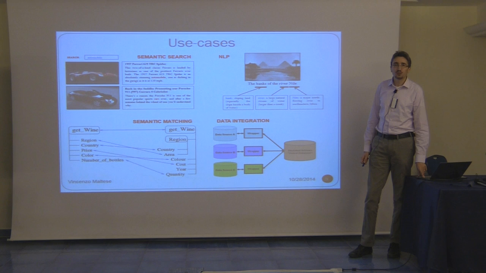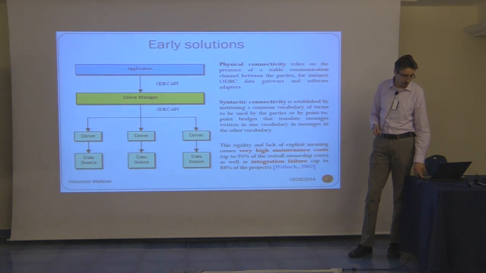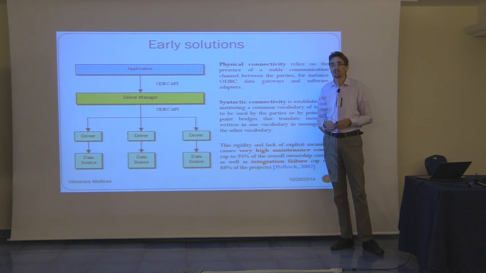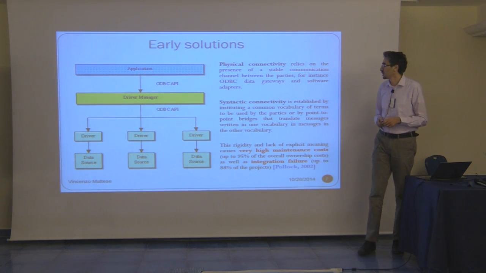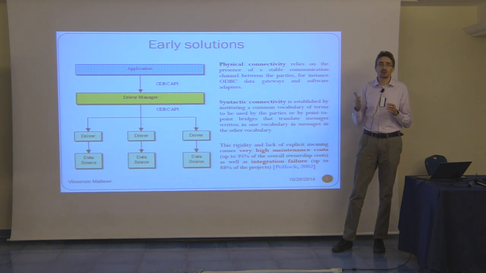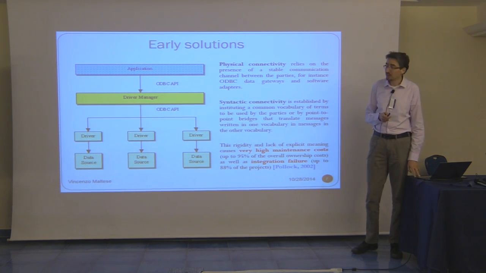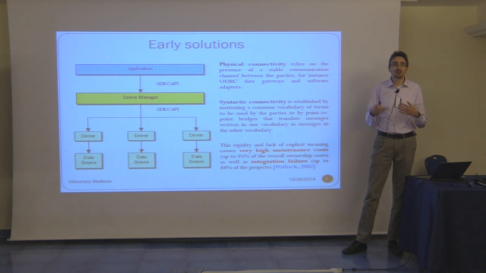So what are the solutions which are typically offered to approach these problems? The problem is known as the semantic heterogeneity problem. The solutions are framed in terms of interoperability. Early solutions are purely technological, in the sense that they rely on some physical channels which put different parties into communication. You can think about ODBC, for instance, in which you basically enforce that the parties that need to communicate know exactly the language they have to use in order to understand each other. So basically they agree on a way by which messages have to be exchanged. This is also known as physical connectivity. So you physically connect the two parties in order for them to exchange messages.